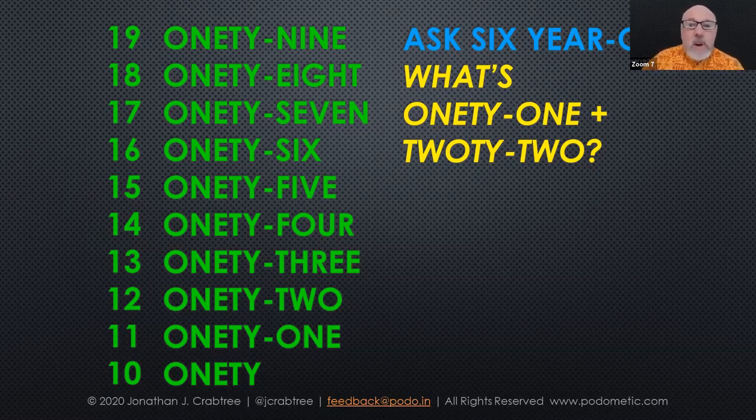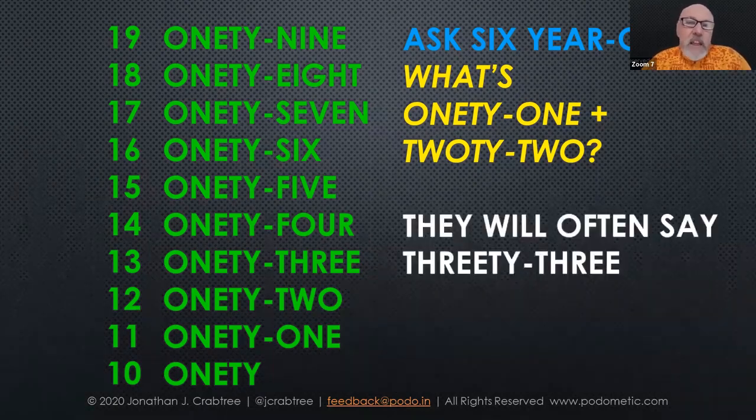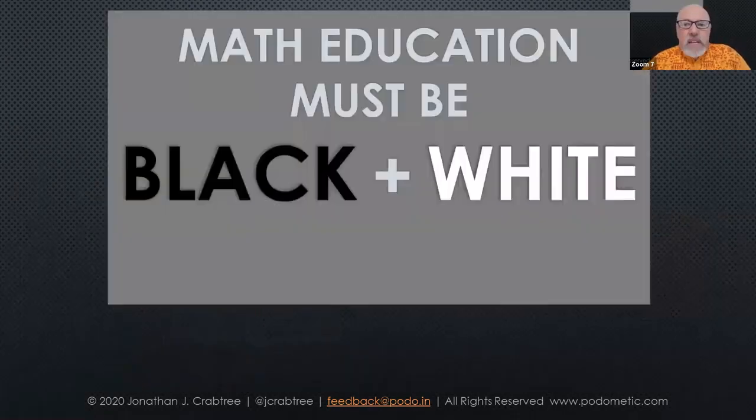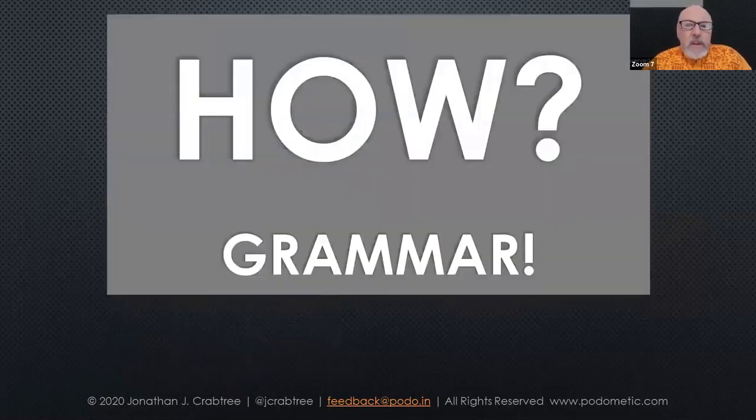So if we ask a 6-year-old, what's 1ty1 plus 2ty2, they'll often say 3ty3. And 1ty1 is a better number word to use in the early ideas, say at kindergarten and grade 1 perhaps, than 11. 11 has no connection with a 10 and a 1, and what we're doing is we're making base 10 explicit. And this is all on the theme of making mathematics education black and white, making it absolutely obvious what is going on.